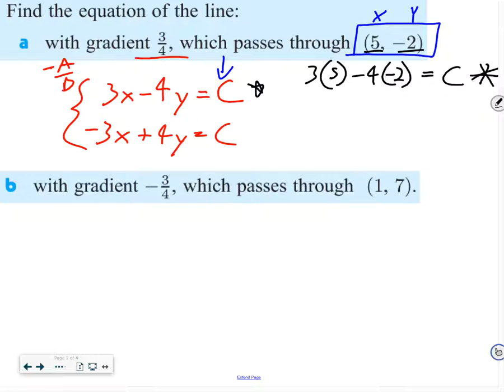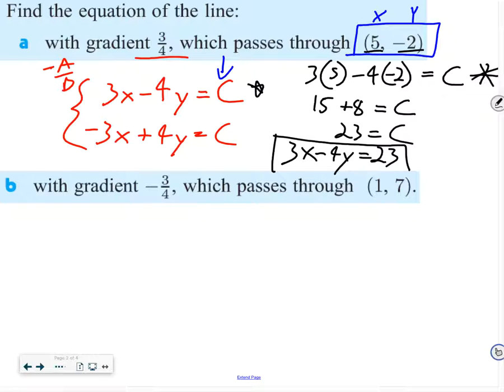So 3 times 5 is 15, minus a negative is going to change it to a plus 8, is equal to c. So 23 is equal to c. So the final equation of a line with a gradient of 3/4 that passes through 5, negative 2 is 3x minus 4y equals 23.